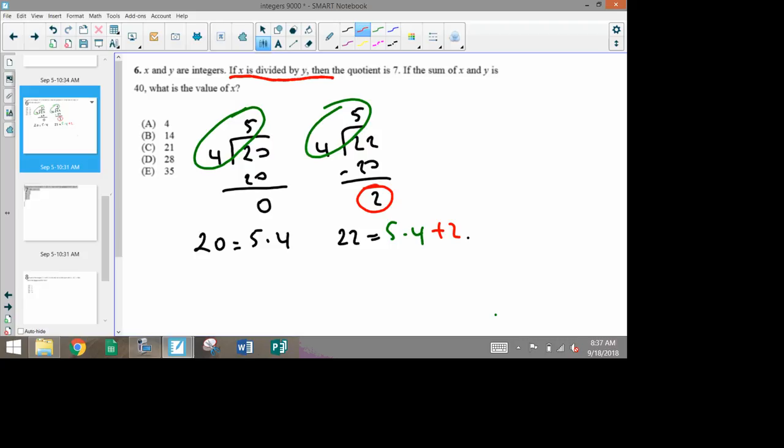x is divided by y, then the quotient is 7. Let me just write it down: x is divided by y, the result is 7. Then I should do the same thing, 7 times y. When I subtract, is there any remainder? x is divided by y, then the quotient is 7, so there's no remainder, 0. So what is x equal to? You guys tell me.